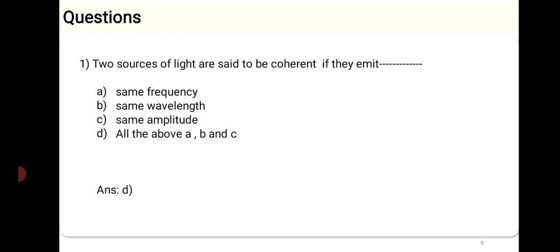The first question: the two sources of light are said to be coherent if they emit dash. Option A, same frequency; option B, same wavelength; option C, same amplitude; option D, all the above, A, B, C. Two sources of light are said to be coherent if they emit light of the same frequency, same wavelength, and same amplitude. The answer is option D, all the above.